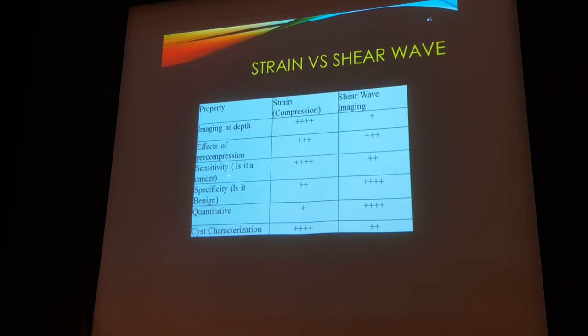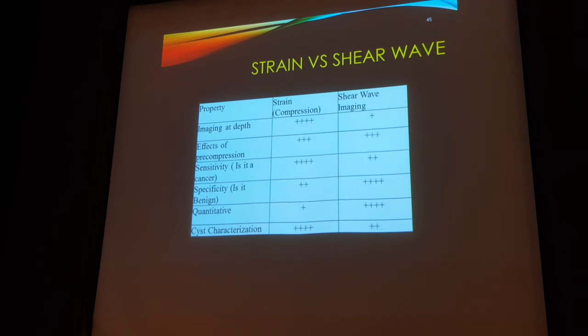In our experience, for sensitivity to cancer, we do better with strain. And the reason is that with the blue cancers in shear wave, that creates a problem. Specificity for benign lesions, we have a problem with strain.